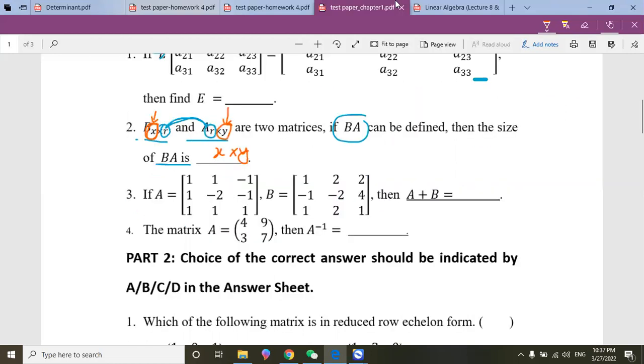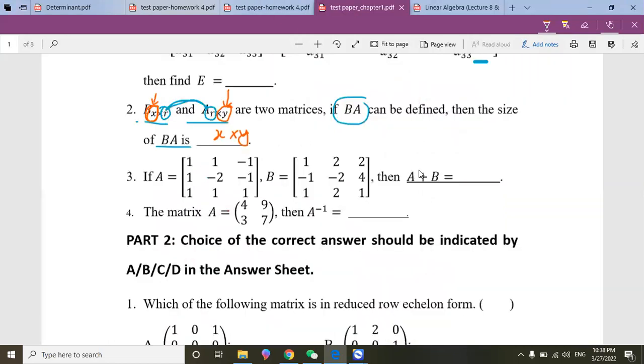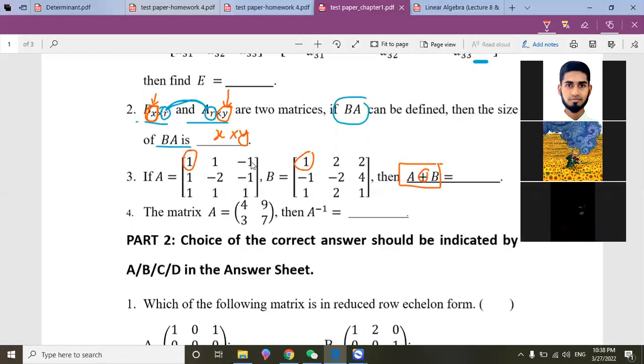Okay, let's see the third one. Here we have to add two matrices, right? Let's see the question. We need to find A plus B. To find the sum of two matrices, we need to add the corresponding entries. For example, this is one.